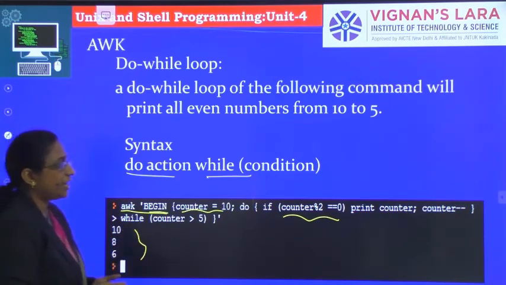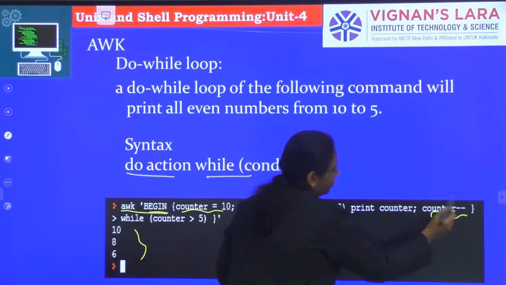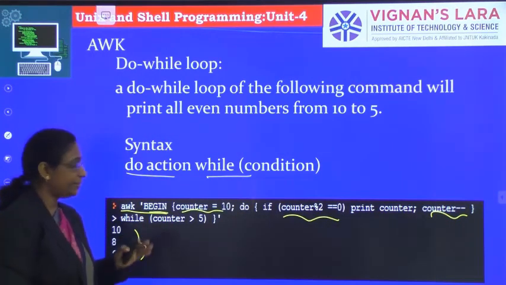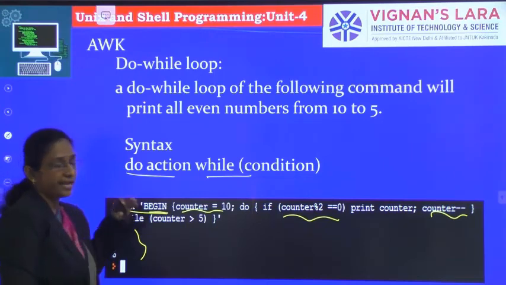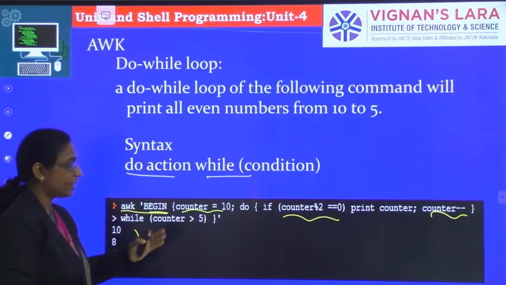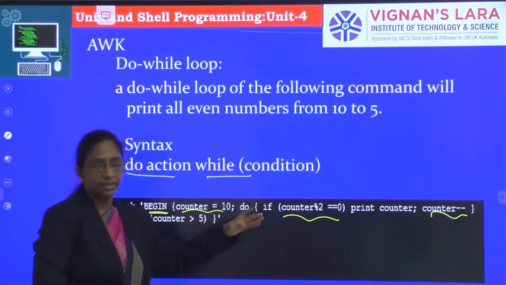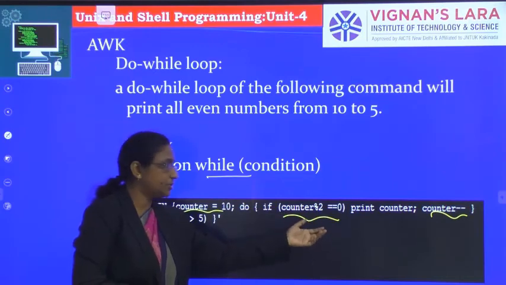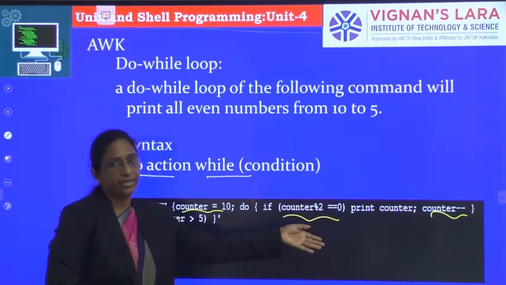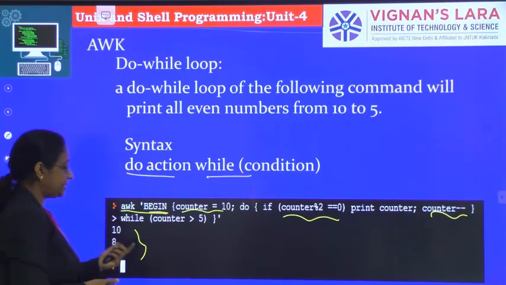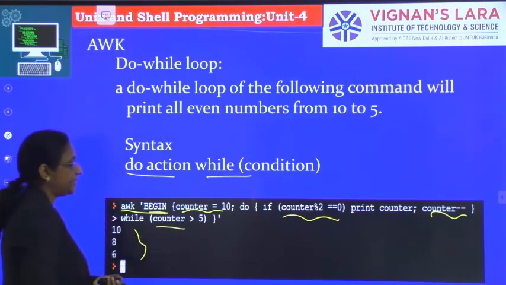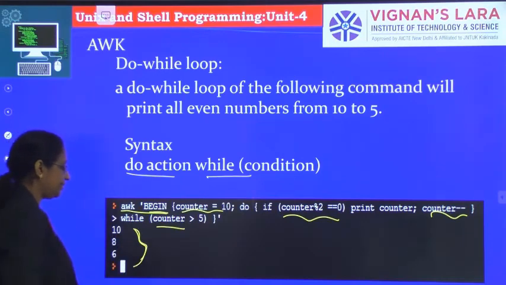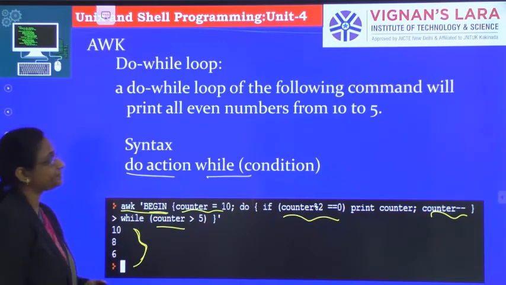And here we are decrementing the counter value. Whatever counter value we have, we are decrementing it, so it will go 10, 9, 8, 7, 6 like that. If the mod 2 operation gives 0, then that counter value will be printed. This will be done while the counter is greater than 5. So this is the output that we will get: 10, 8, 6.